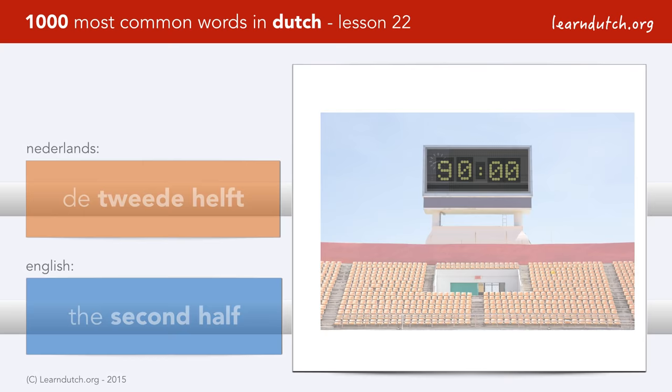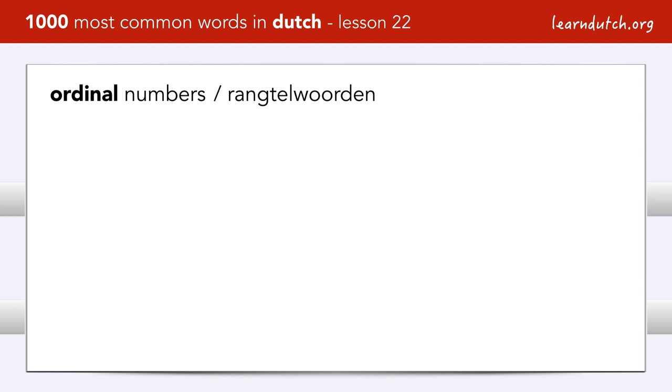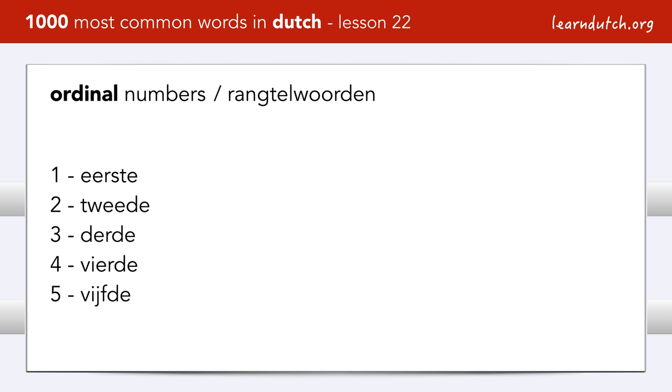And time to deal with the ordinal numbers, called in Dutch rangtelwoorden. They indicate a rank. Eerste, tweede, derde, vierde, vijfde, zesde, zevende, achtste, negende, tiende.